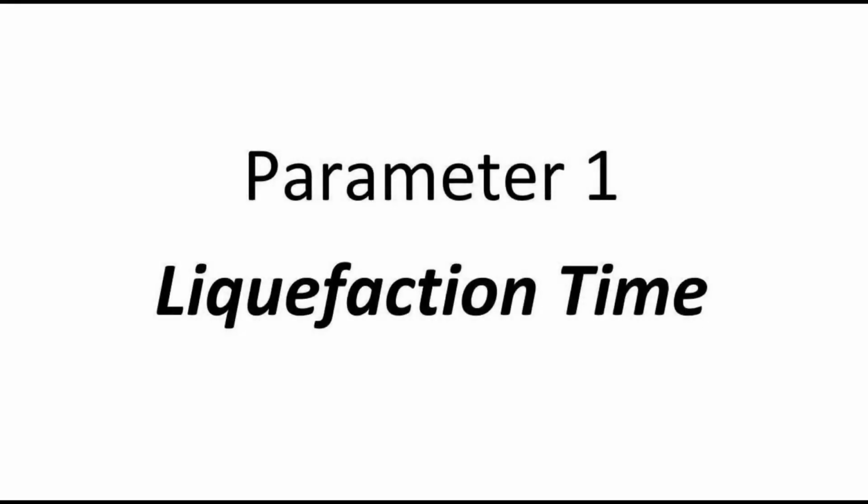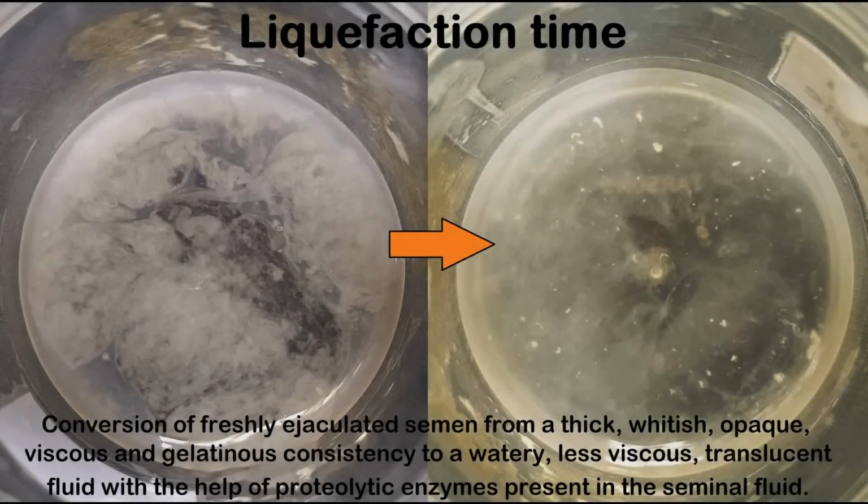The first and foremost parameter in semen analysis is the liquefaction time. Liquefaction of semen is the process that results in the conversion of freshly ejaculated semen from a thick, whitish, opaque, viscous, and gelatinous consistency to a watery, less viscous, translucent fluid with the help of proteolytic enzymes present in the seminal fluid. Liquefaction time is the time taken for this conversion process to occur.